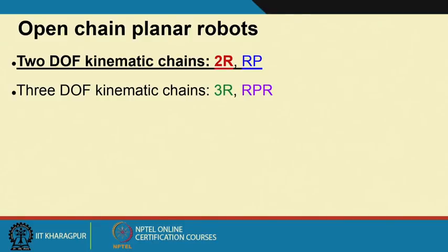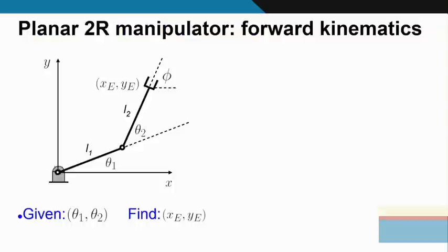We are going to look at these two kinds of chains, open chain manipulators. One is 2R, the other is RP. Later on we are also going to look at 3 degrees of freedom kinematic chains. So, this is an RR open chain manipulator. So, the forward kinematics problem is as follows.